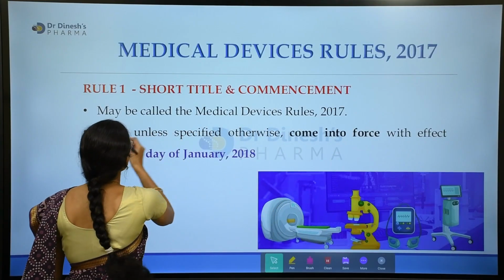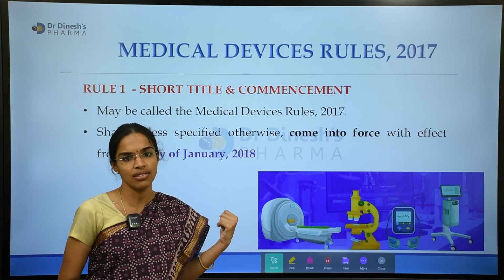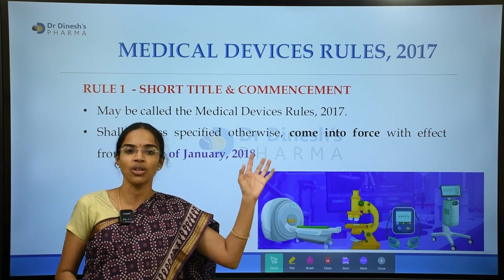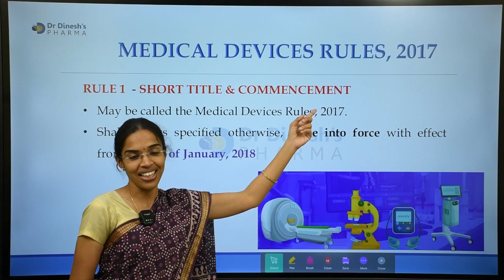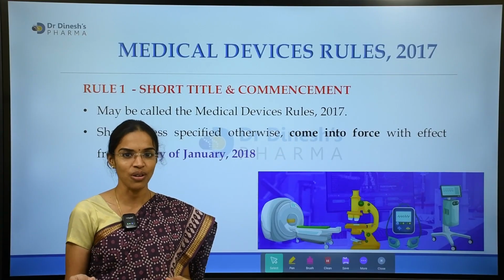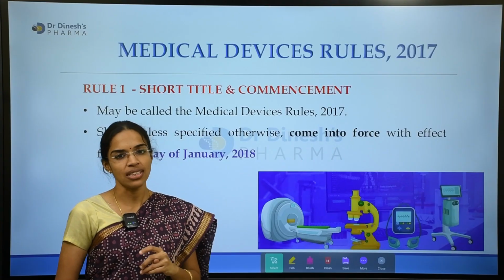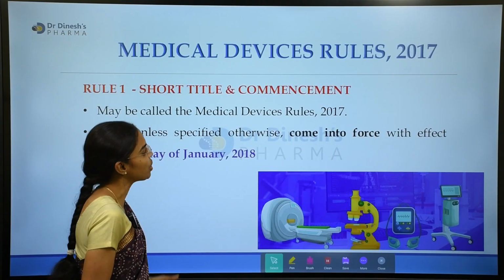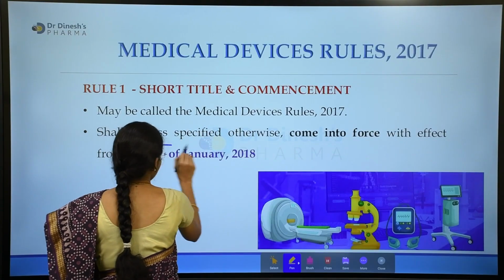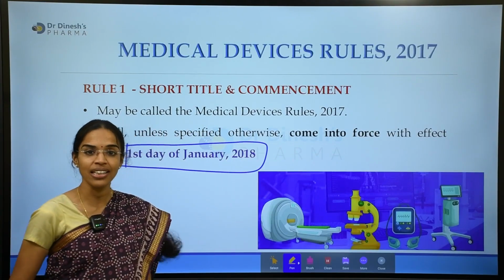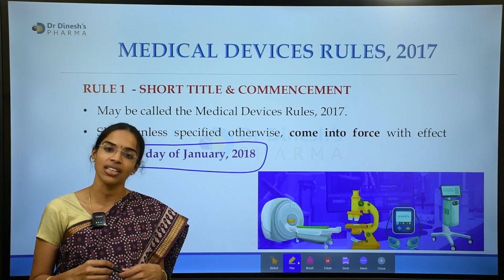And the commencement: from when did these Medical Devices Rules start? As indicated in the title it was given in 2017, but exactly when did it come into force? This is very important from the examination point of view: the 1st of January 2018.